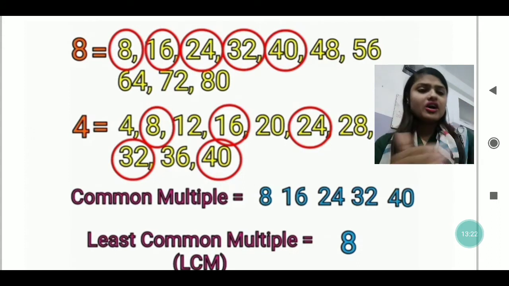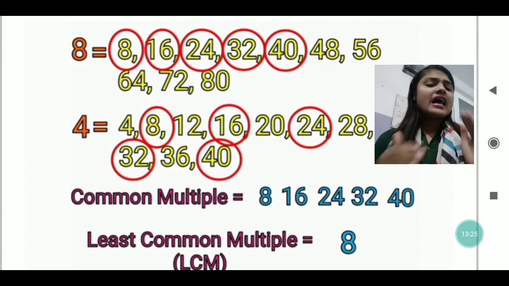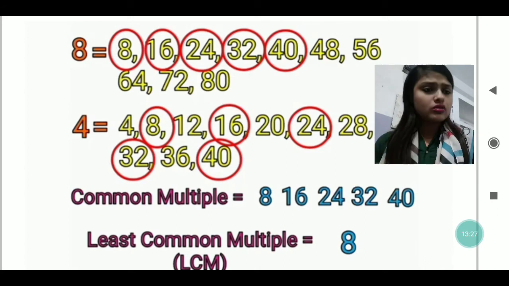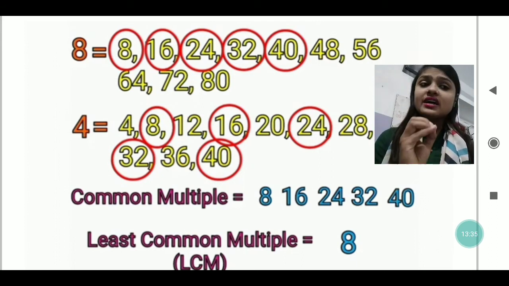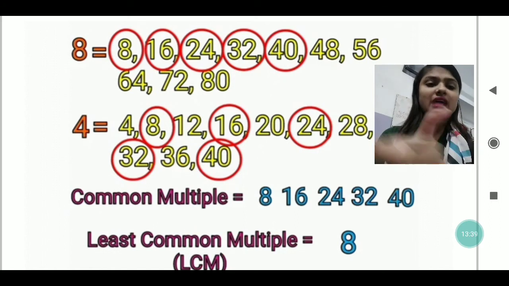Okay, when we go further, because multiples are infinite, the common numbers between the given numbers can also be many. 2, 4, 5, 6 more numbers can be common, but you have to pick the least number from there, and that least number will become the LCM of those numbers.